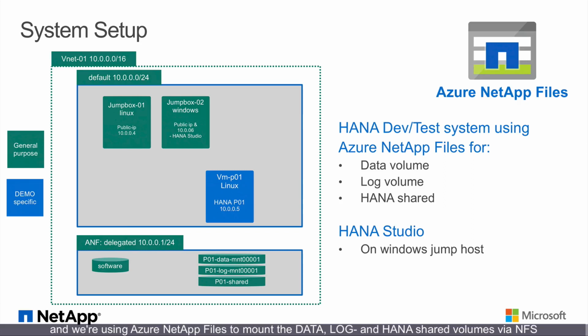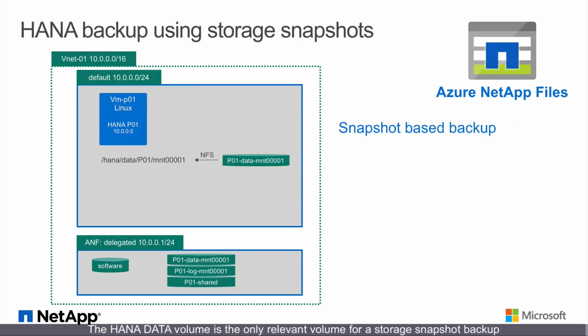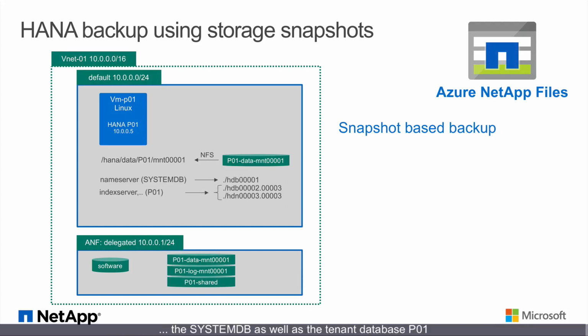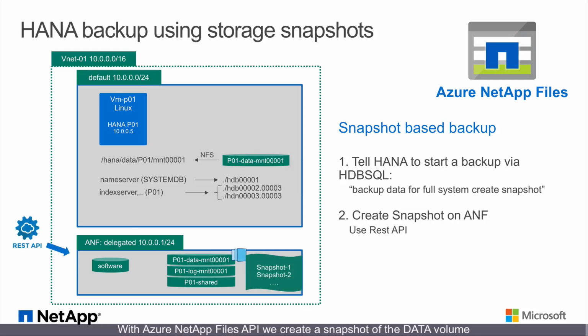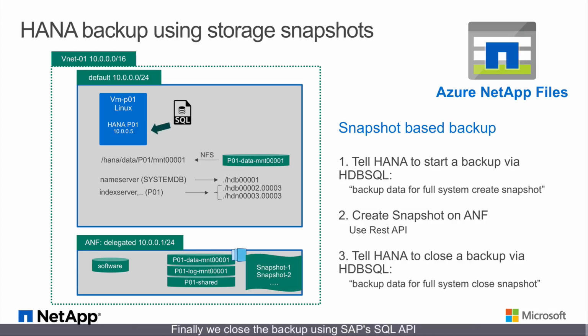So let's look at how to create snapshot-based backups. First we need to understand that in a HANA MDC database, we have different folders in that backup volume, one for the system database and the remaining folders for the tenant database. In the first step, we need to use an SQL command from SAP that starts the backup so that the save point is created and the database file is consistent. In the second step, we will create a snapshot using the REST API. And in a final step, we will tell HANA to continue normal operation and close the backup.